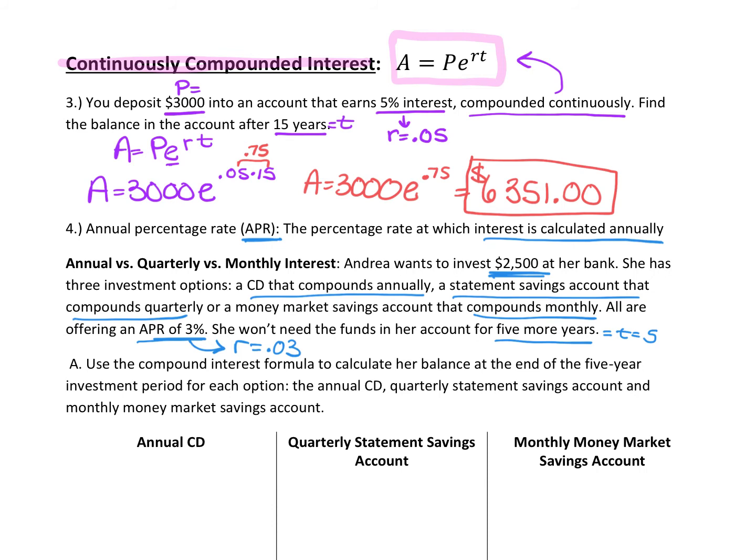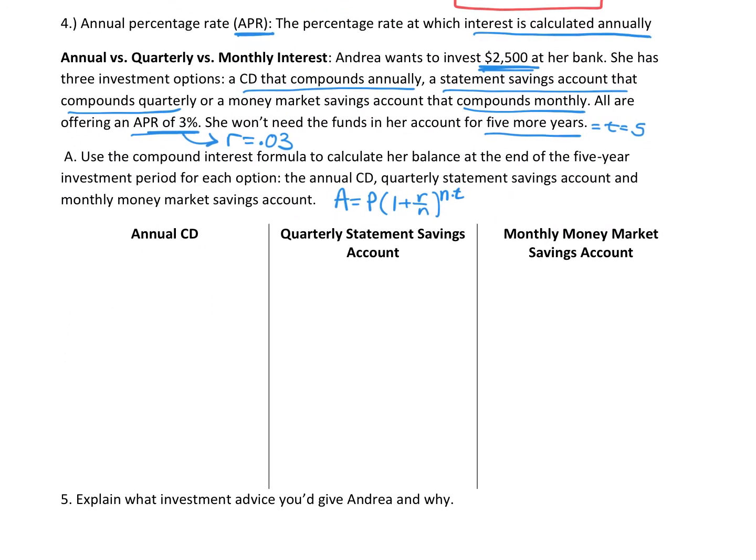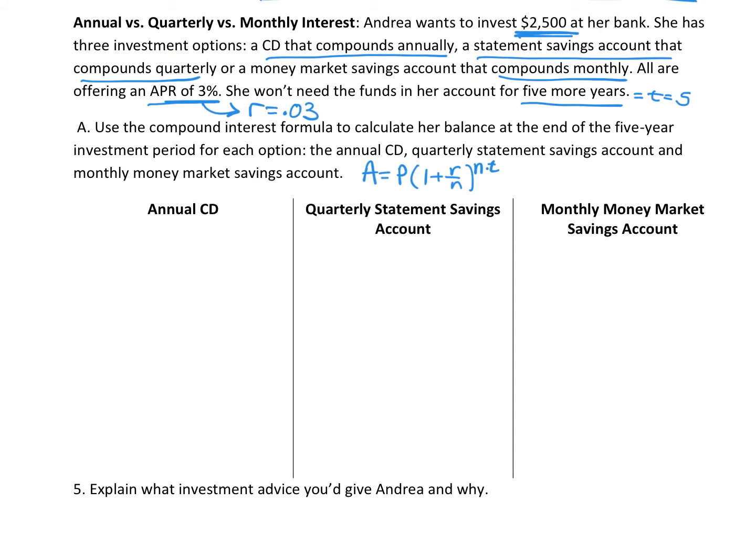And so she wants to compare using the compound interest formula. So we're actually going to go back and use this formula from the page before. I'll write it right here. We're going to compare the 3 accounts and see which one would be best. Basically, which one is she going to earn the most. So the first one is the annual CD, that's when we're being compounded once a year. The quarterly is when we're compounding 4 times a year. And the money market savings was compounding monthly.